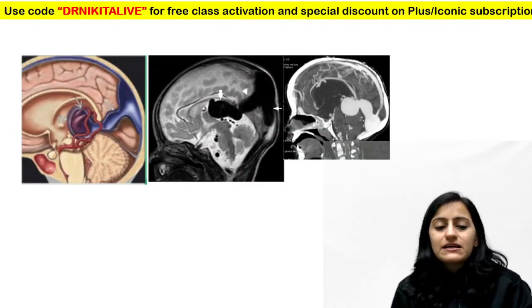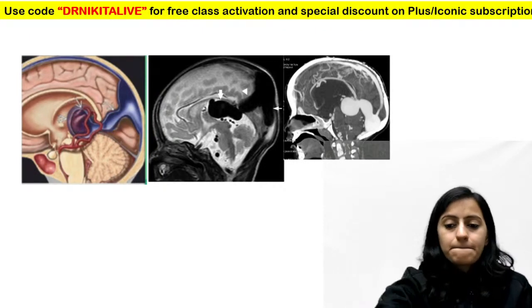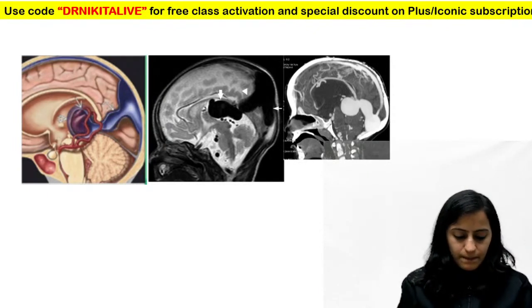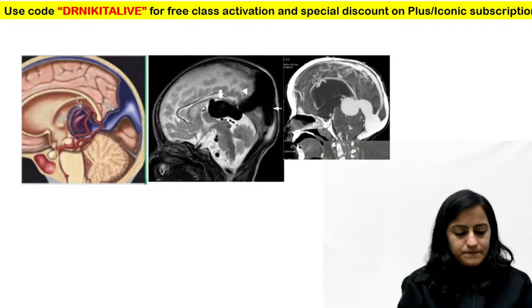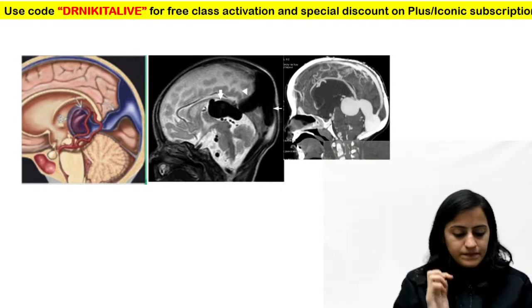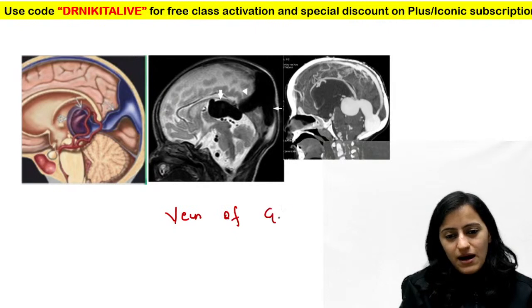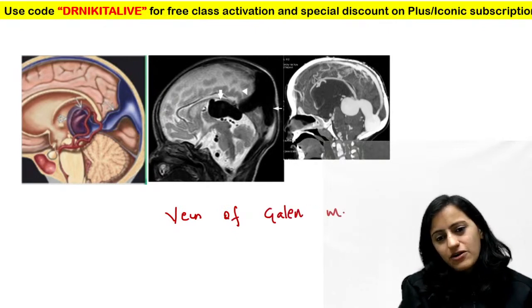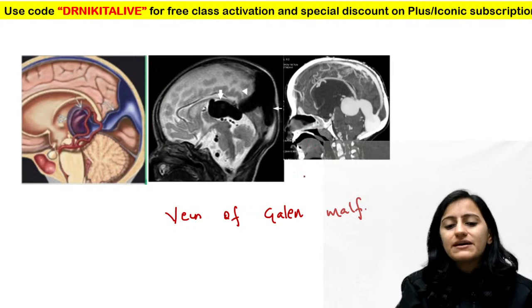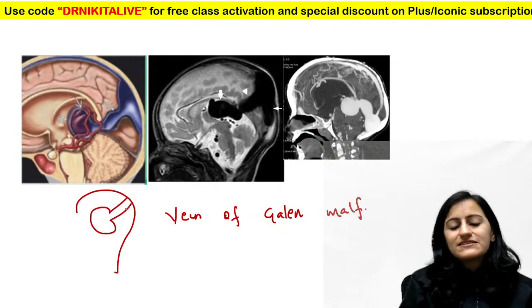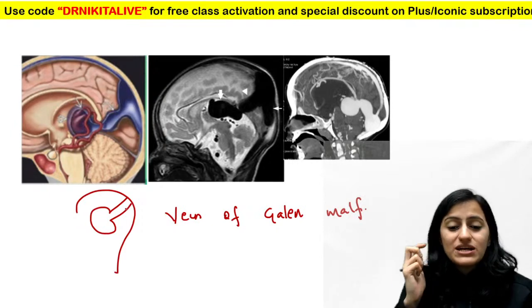Next one, very, very important. Look at the images and what do you think is the diagnosis here? Very good, Nirbhay. That is the vein of Galen malformation. Okay, that is the vein of Galen malformation. Classical image. You will get the mid-sagittal image. You will see the dilated vascular structure like this in the mid-sagittal image.